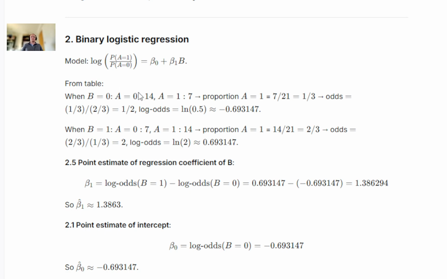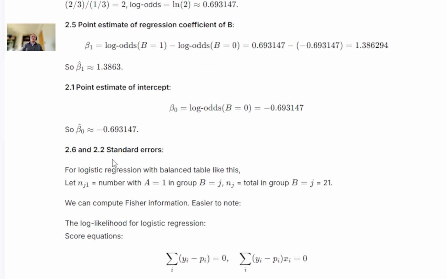Then we have a binary logistic regression where we have a number of questions around, first of all, the intercept, which we see the calculation of here. This is the intercept, actually. The intercept is calculated here. It's minus 0.693, and the regression coefficient is also calculated here with the correct formulas.